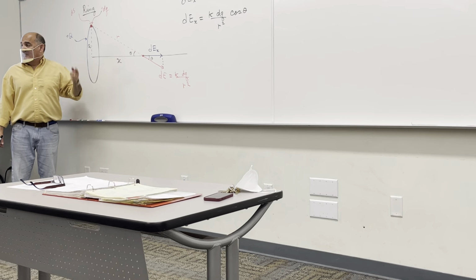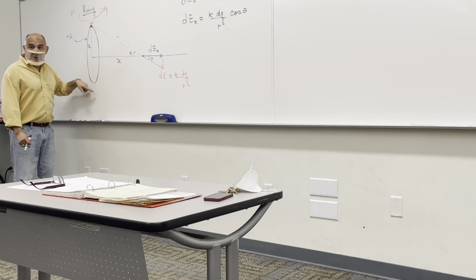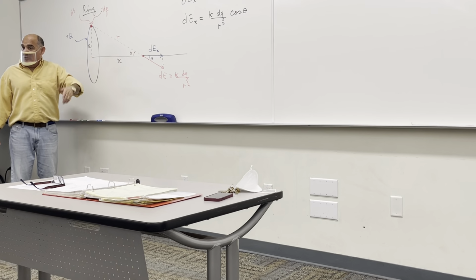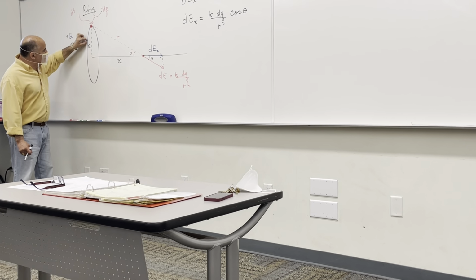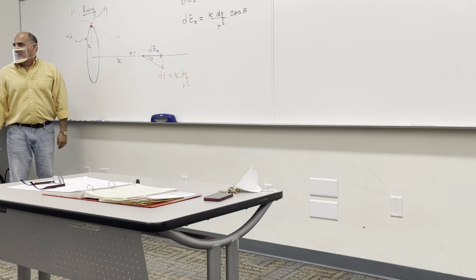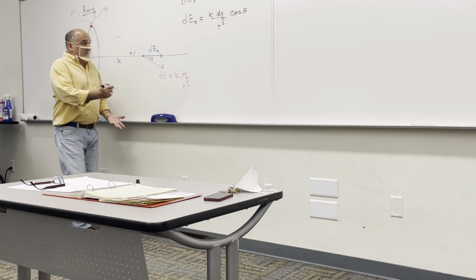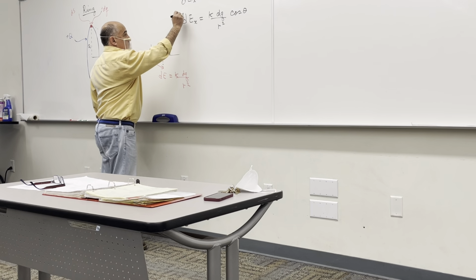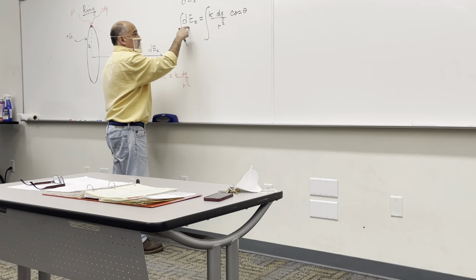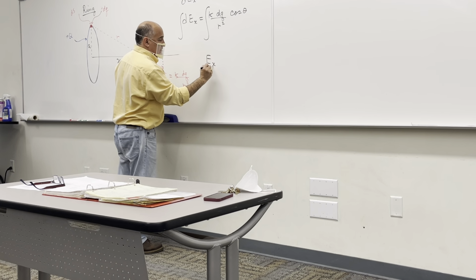What I want is the electric field there due to all the charge. So I need to add all the other contributions from the next dq, from the next dq, from the next dq, and all of them are going to have an x component given by that. So to find the total electric field, I just do the sum. So the integral of this is going to be E sub x.